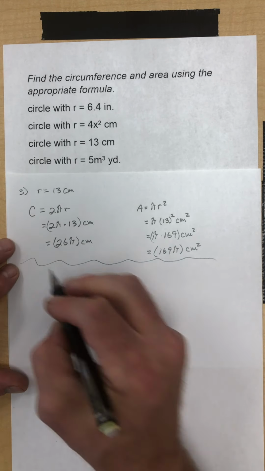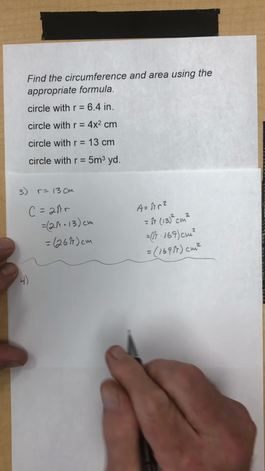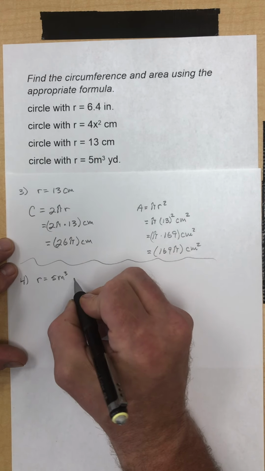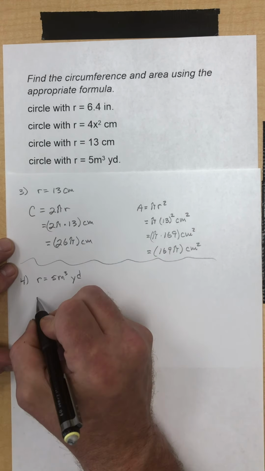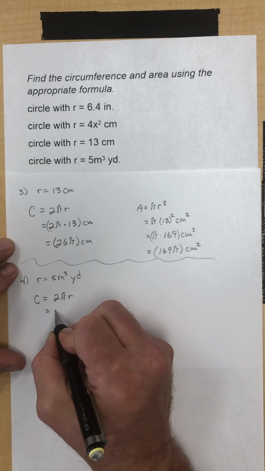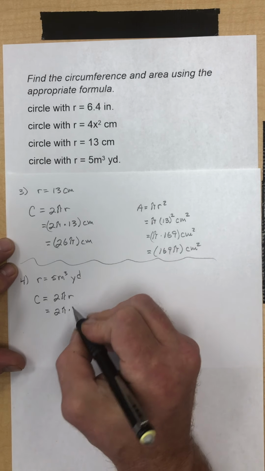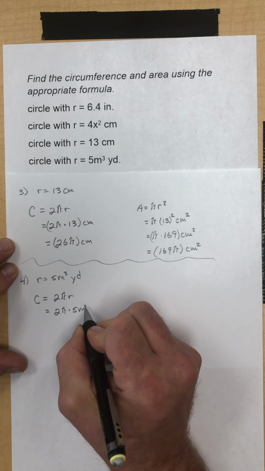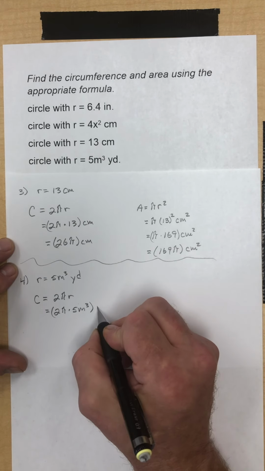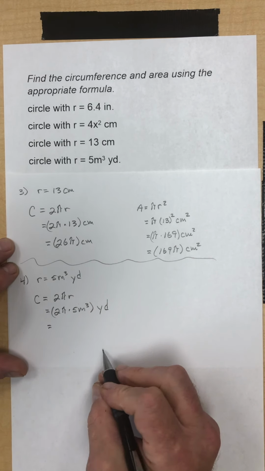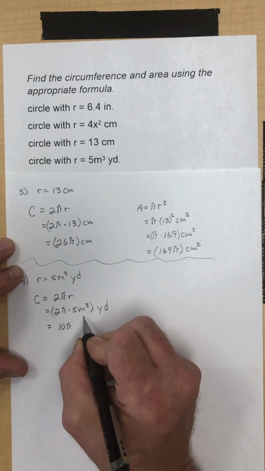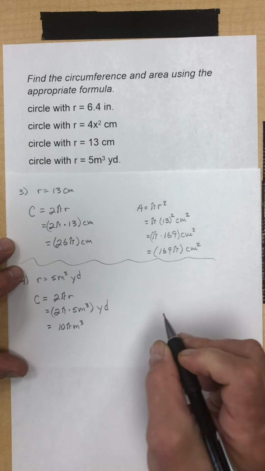Let's do this last one. My radius is 5m cubed, and that's yards. So my circumference is 2 pi times the radius. So I get 2 pi times 5m cubed. And it's linear units because it's circumference, so it's just like perimeter, so that's yards. I'll go 2 times the 5 and get a 10. I'll put the pi, and then I'll put the m cubed.